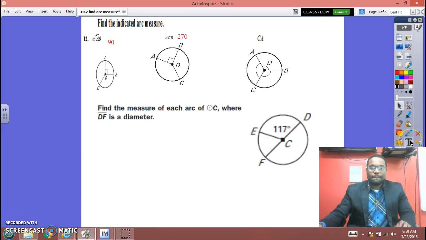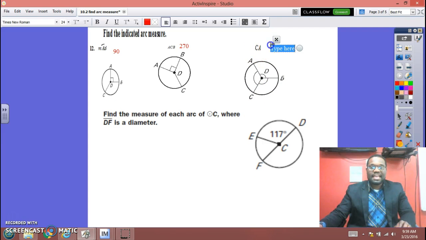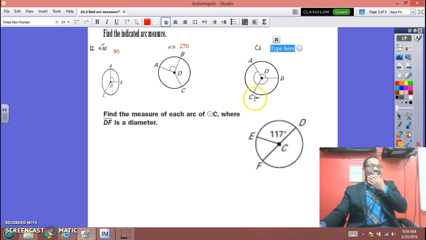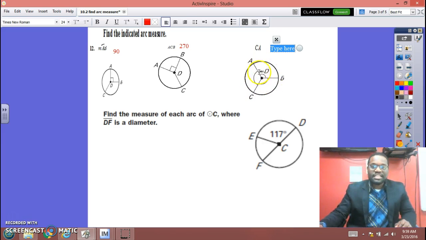All right. Now they want to know what arc CA is. Arc CA, if you notice, I got the little congruent symbol. This angle is congruent to this angle, which is congruent to that angle. So notice it's the whole circle that's congruent. So what would be the measure of each one of these if all these angles are the same? Well, the whole thing is 360, right?